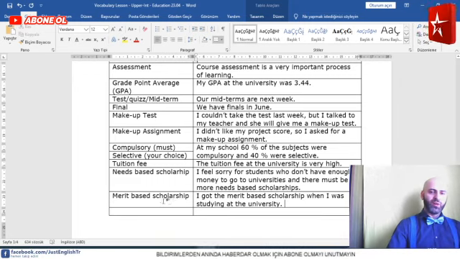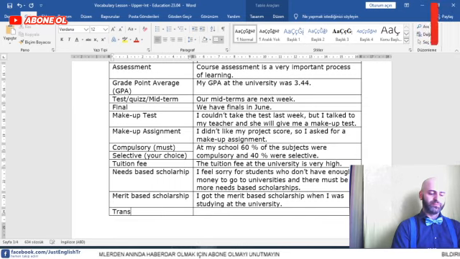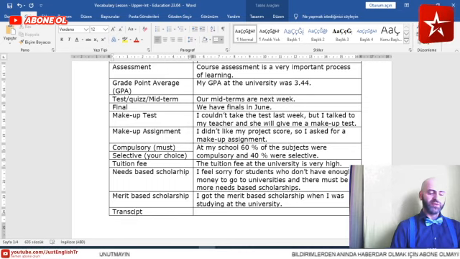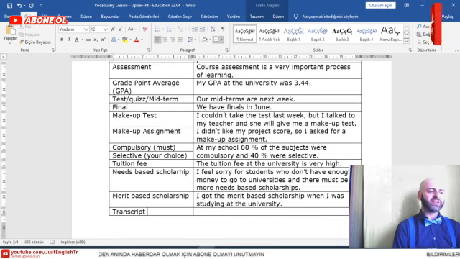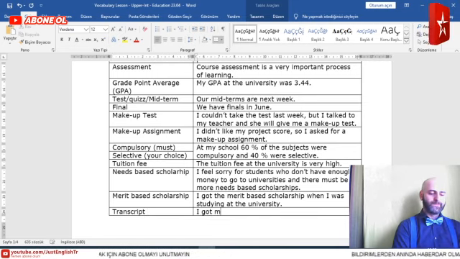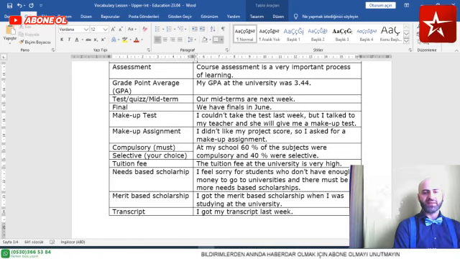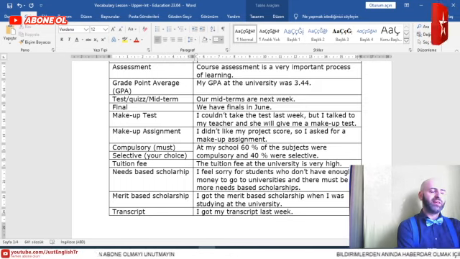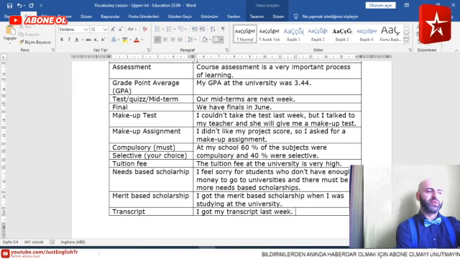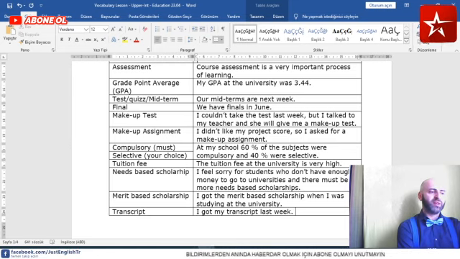There was a comment from someone about transcript. Transcript is a document which is given to a student, and it shows all your lessons, which lessons you took, and what was your score in each lesson, okay? My sentence is like this: I got my transcript last week. So last week I asked the school, and they gave me a transcript. It's a list of all your subjects and what was your score in each subject.